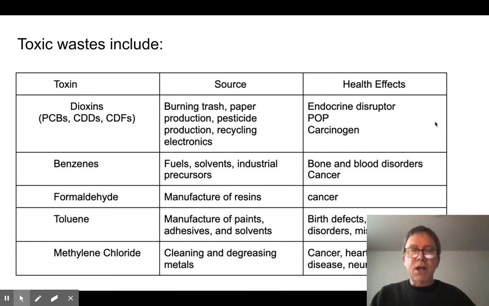These compounds here, we'll talk about them some more later on, but the ones you should really be aware of are dioxins, PCBs, which is one you'll hear a lot about, polychlorinated biphenyls, benzenes, which is just a carbon ring, formaldehyde we've talked about before, toluene, which is also a ring, and methyl chloride. And these toxic wastes are very common, and they have a tendency to bioaccumulate, so they are of particular concern.